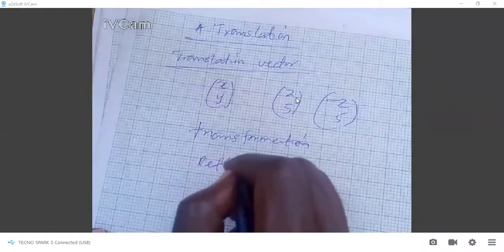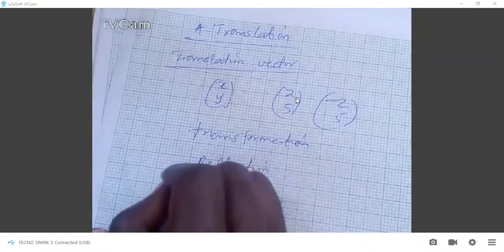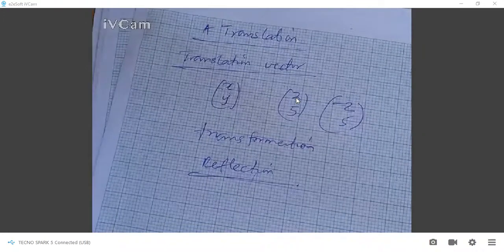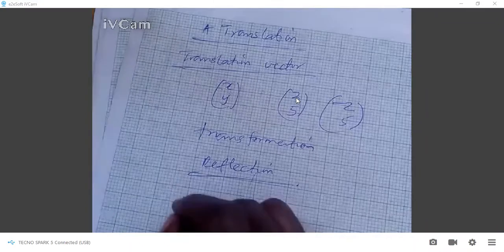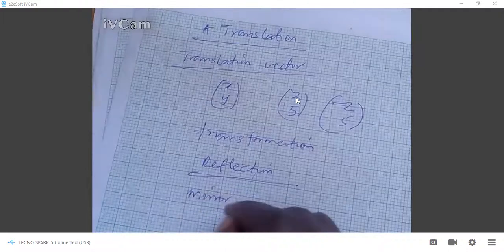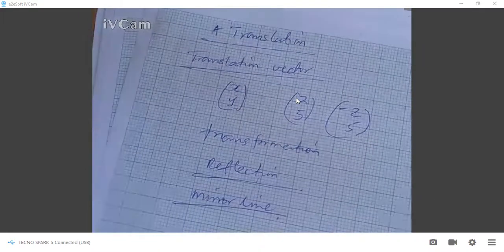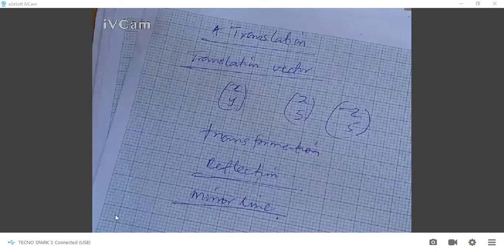reflection? What did you see about a reflection? We saw that when you are reflecting an object, you must have what you call a mirror line. A mirror what? You need to have a mirror line. And this mirror line, this time, is not the mirror that you use at home. In mathematics, it's not the mirror you use at home.